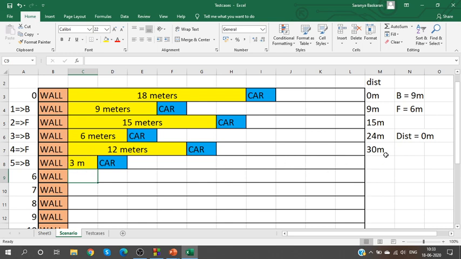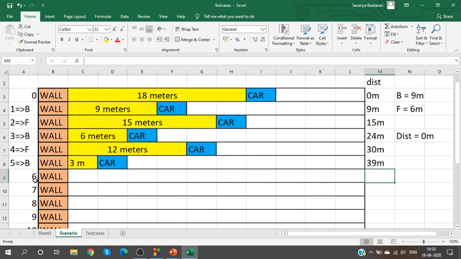Okay, so far the distance covered was 30 meter. By moving backwards I have covered 9 more meters, so the distance is 39 meter. This is the total distance traveled by the car. Initially I have covered 30 meters. By moving backward I have covered 9 meters, so the total distance is 39 meters.